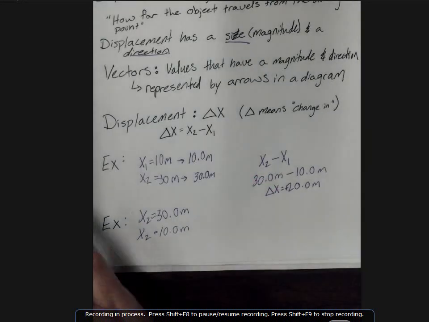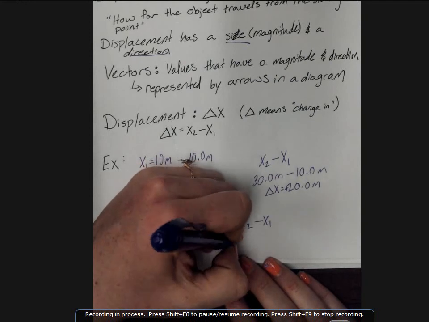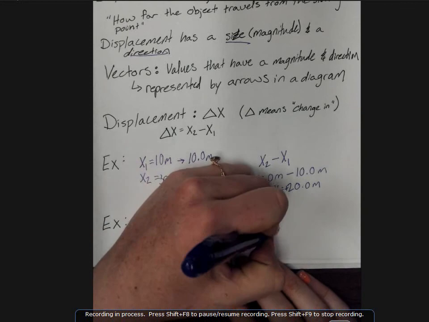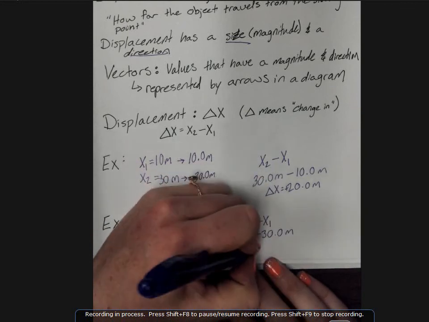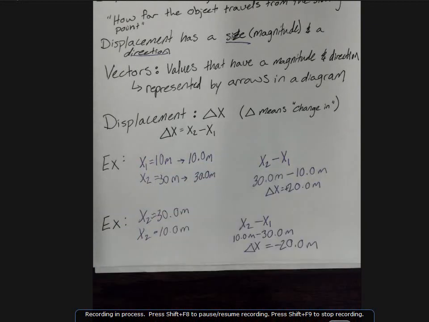And so let's determine what that value is. In this example, x2 minus x1 is going to be 10 meters minus 30 meters. So our delta x is going to be a negative 20 meters. All right, so same magnitude, but the direction is different. Our vector is different for this. So that gives us a really good idea of how this coordinate system for distance versus displacement really works. We're going to be working with that in class a little bit, so be prepared for that. All right, that's going to end that one.